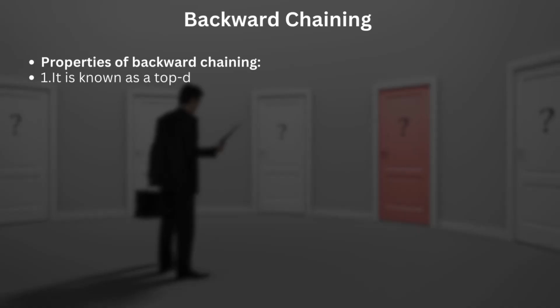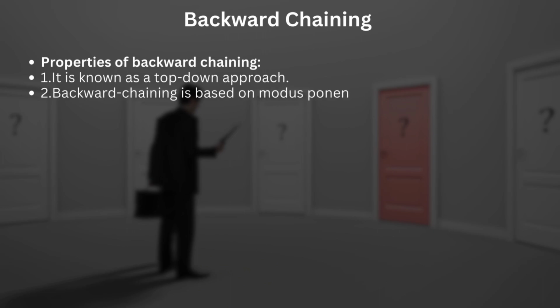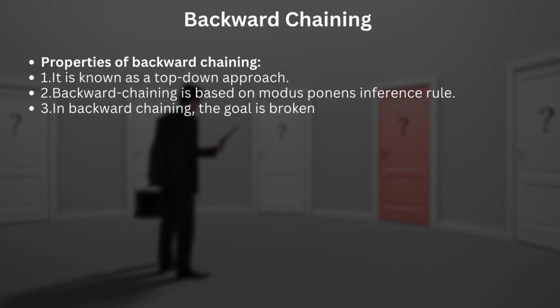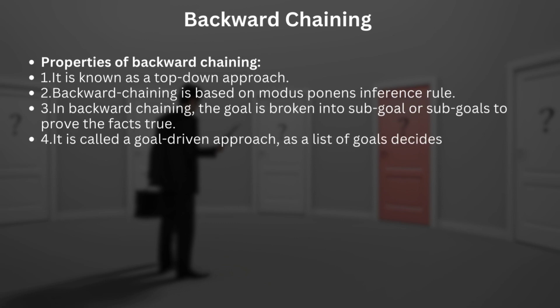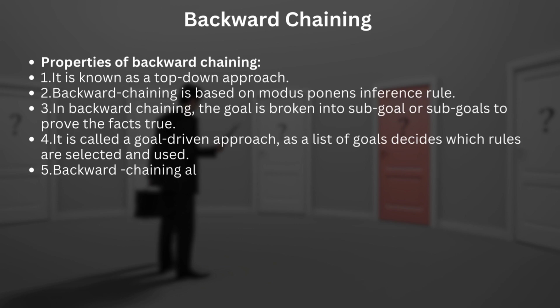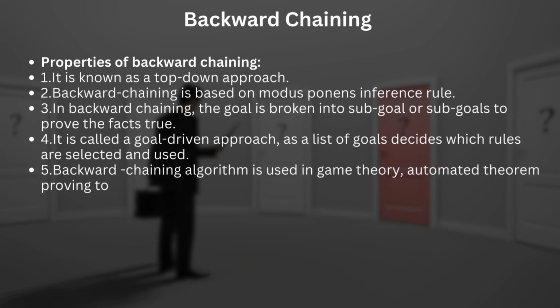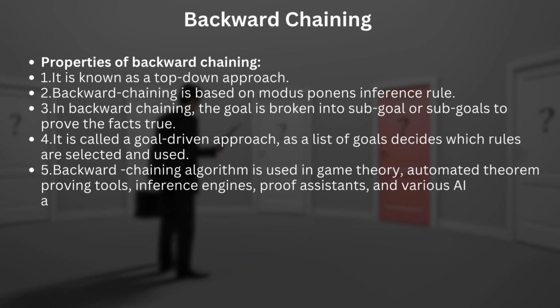So, this was all about the examples of forward chaining, where we have used the same example for backward chaining and for forward chaining. Coming to the properties of backward chaining, it is known as the top down approach. Think of this like starting from the top of the puzzle and working your way down. You have the final picture in your mind and you are figuring out how all the pieces fit together to create that picture.